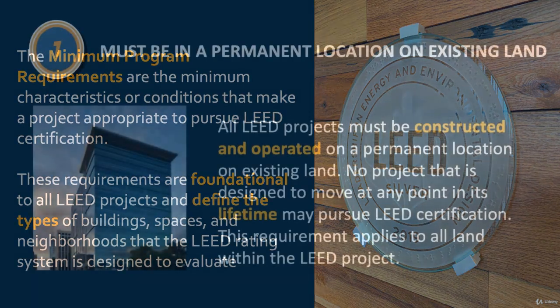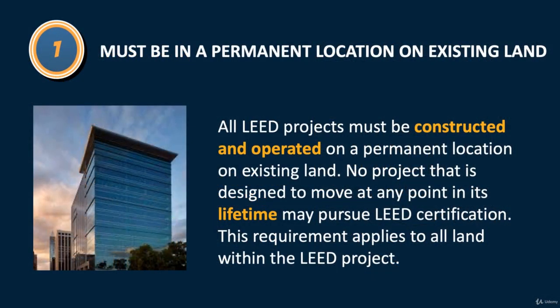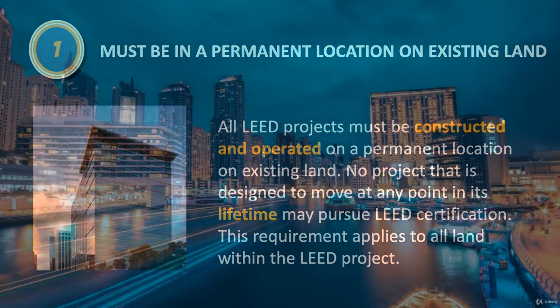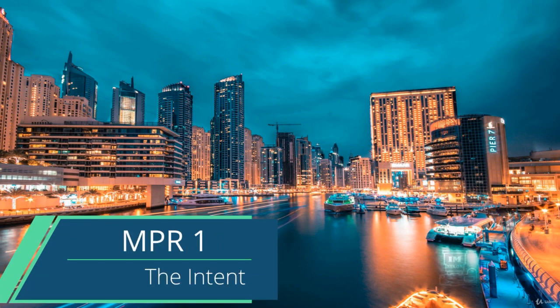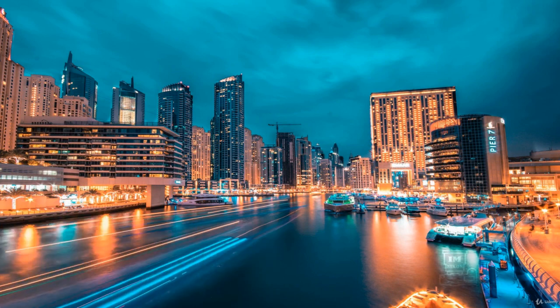The first one is: must be in a permanent location on existing land. So all LEED projects must be constructed and operated on a permanent location on existing land. No project that is designed to move at any point in its lifetime may pursue LEED certification. And this requirement applies to all land within the LEED project. The thought behind this requirement is that a significant portion of the LEED requirements are dependent on the project's location, and therefore it's important that LEED projects are evaluated as permanent structures.